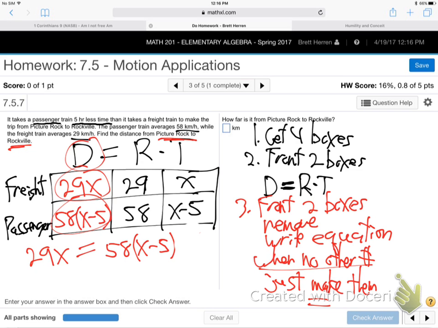So the distances are equal, of course. That's the logical reason. Of course the distance boxes are equal. It's the same trip, right? Same starting and ending points, right? All right. Distribute.